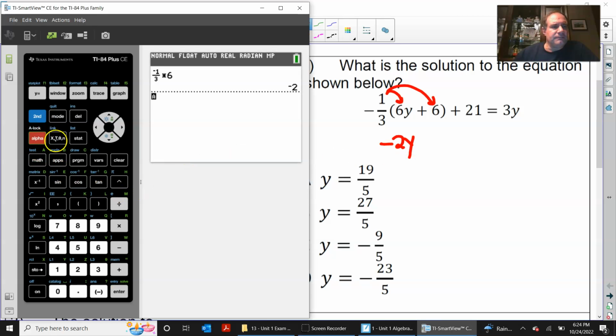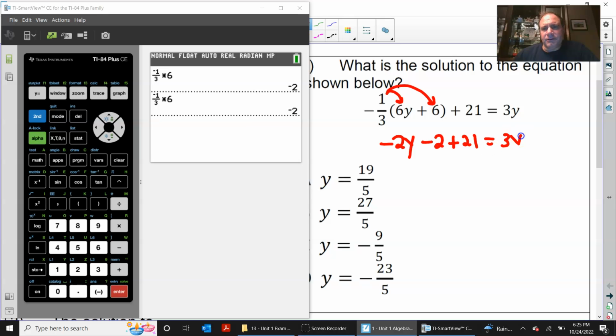Negative 1/3 times 6, again, is negative 2, plus 21 equals 3y. So you're just going to go ahead and combine like terms. The like terms that you can combine are negative 2 and a positive 21. Negative 2 plus 21 equals 19. You have negative 2y plus 19 equals 3y.